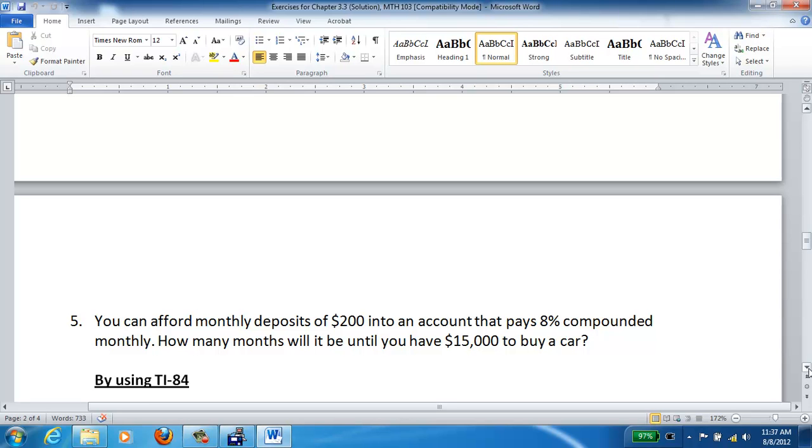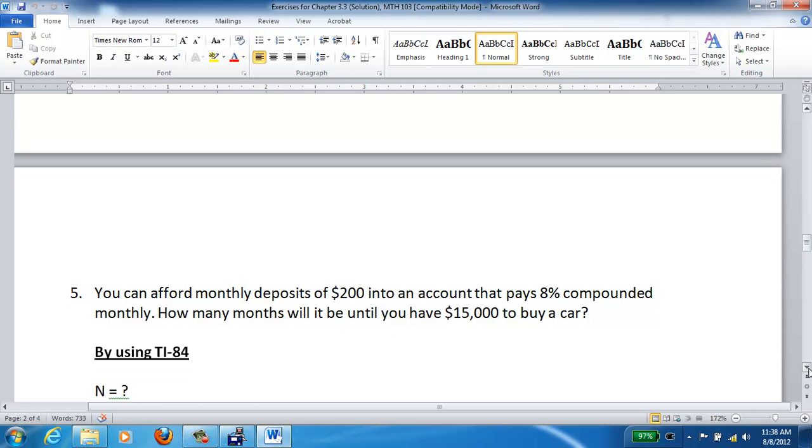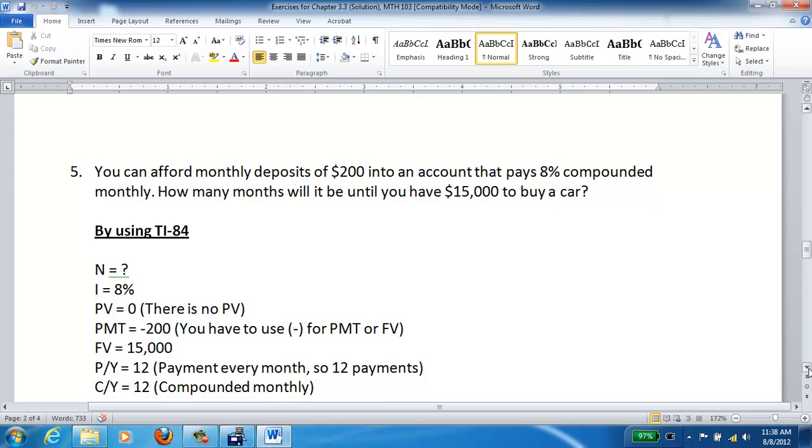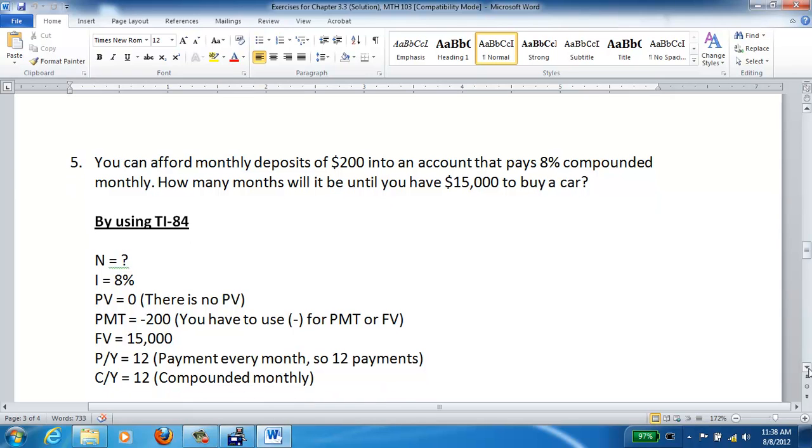So now we have the payment, we have the future value, we know the interest rate, you look for the n, so n is going to be the unknown. The interest rate is 8%, present value is 0, payment is negative 200, future value is 15,000.